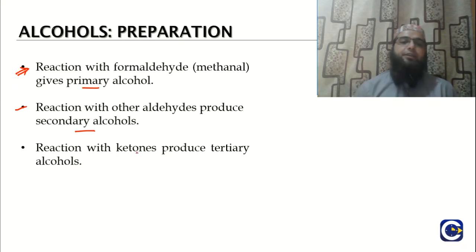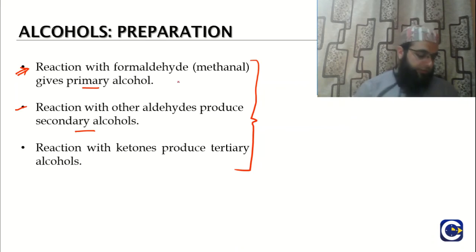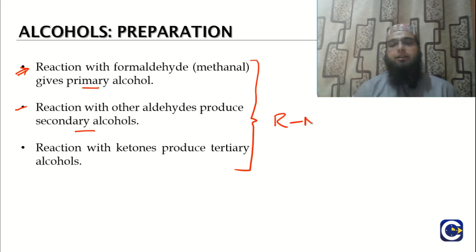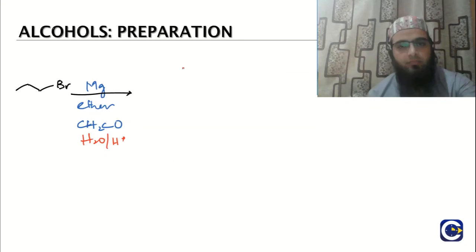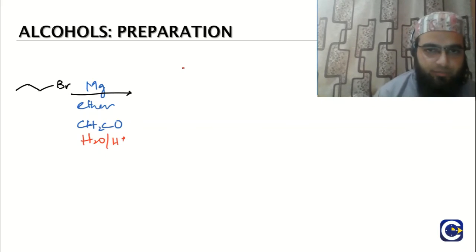And reaction with ketones produces the tertiary alcohol, and the reaction is that of the Grignard reagent, made from alkyl halides, with the ketones or aldehydes. So this gives us these types of alcohols. So let us look at a few examples here.